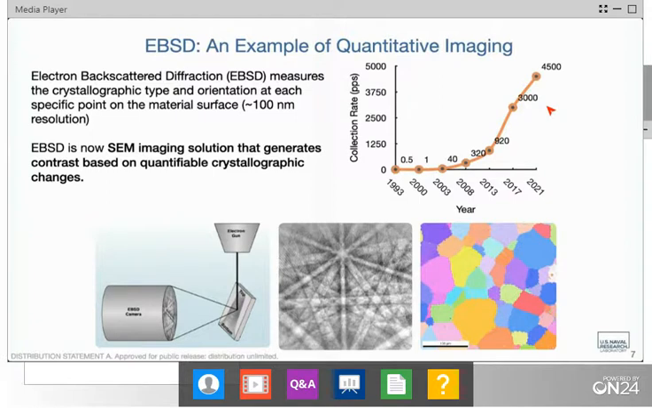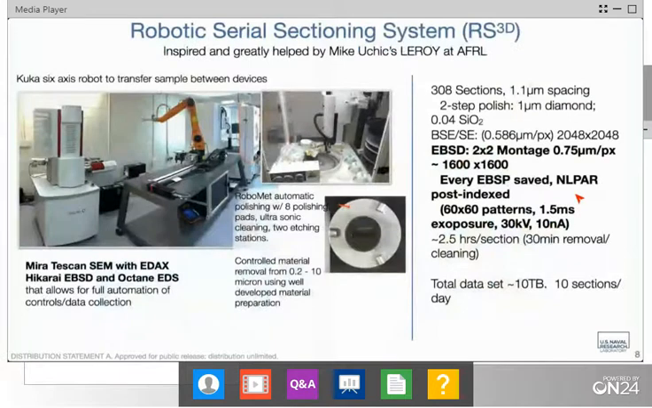Now, the next thing you may realize is that, well, okay, that's great, but you're still talking about having to take a sample and load it into an SEM and back out of an SEM, do all the polishing. And so that seems very labor intensive. And you're not wrong, but there are also solutions to that. And this is our solution. So this is the Robotic Serial Sectioning System for 3D.